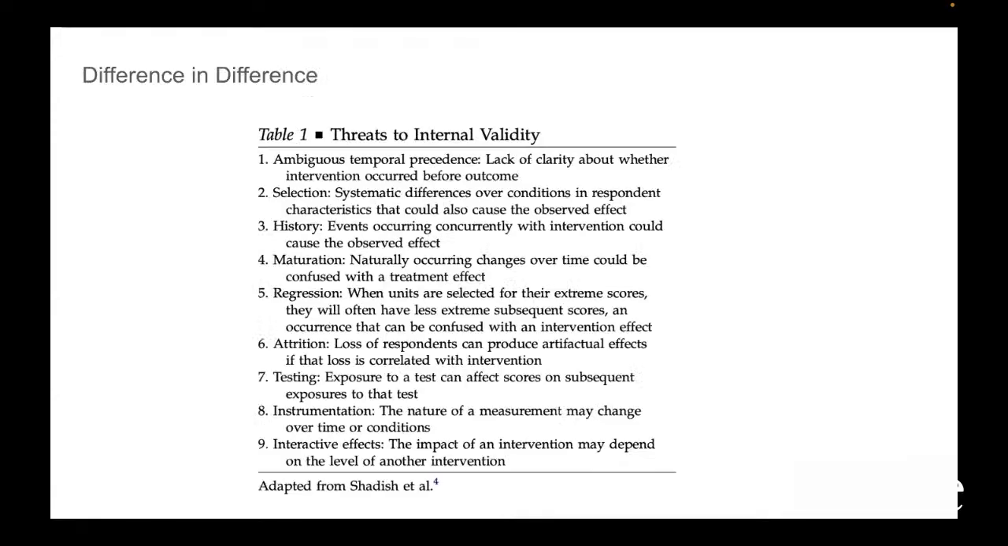So this is the validation of why we do difference in difference. Sometimes difference in difference is needed because of validity, also the internal validity of the findings. Number one is the reason why we did that: there is an ambiguous temporal relationship, or temporal precedence. There is a lack of clarity about whether the intervention occurred before the outcome. Maybe the poor mortality started to decrease even before the CPG.